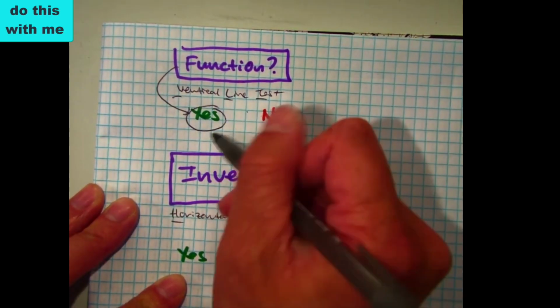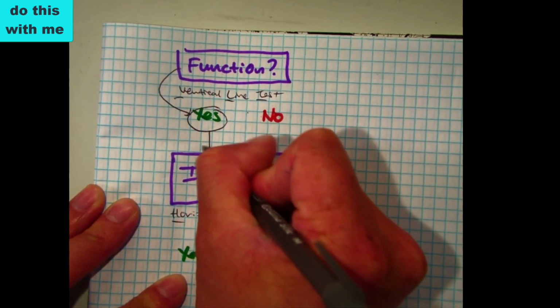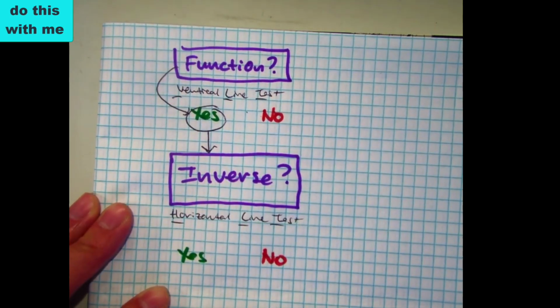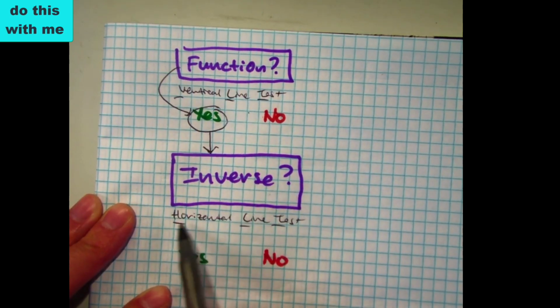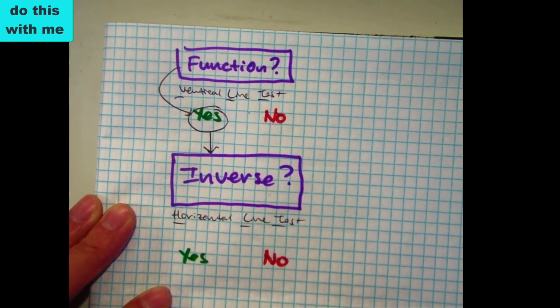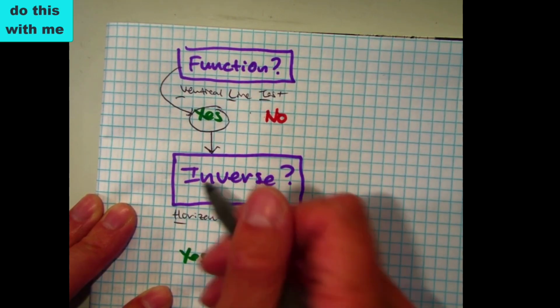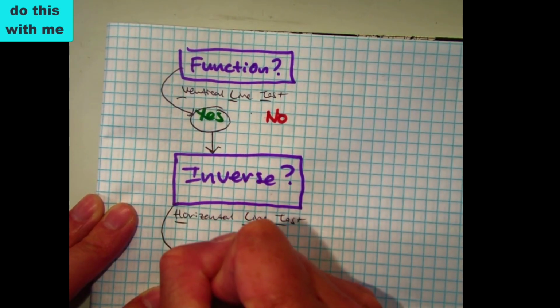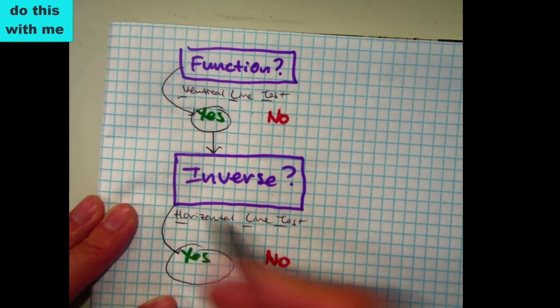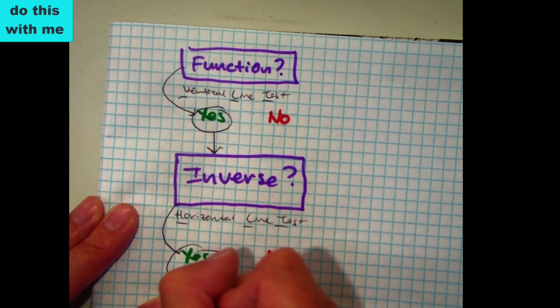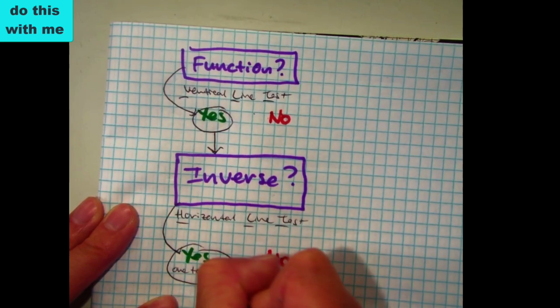If it's a function, then we can ask this next question. Can I take the inverse of that function? To test if I can take the inverse, we use the horizontal line test, HLT. If it passes the horizontal line test, then you can take the inverse. When you take the inverse, it basically means it's one-to-one.